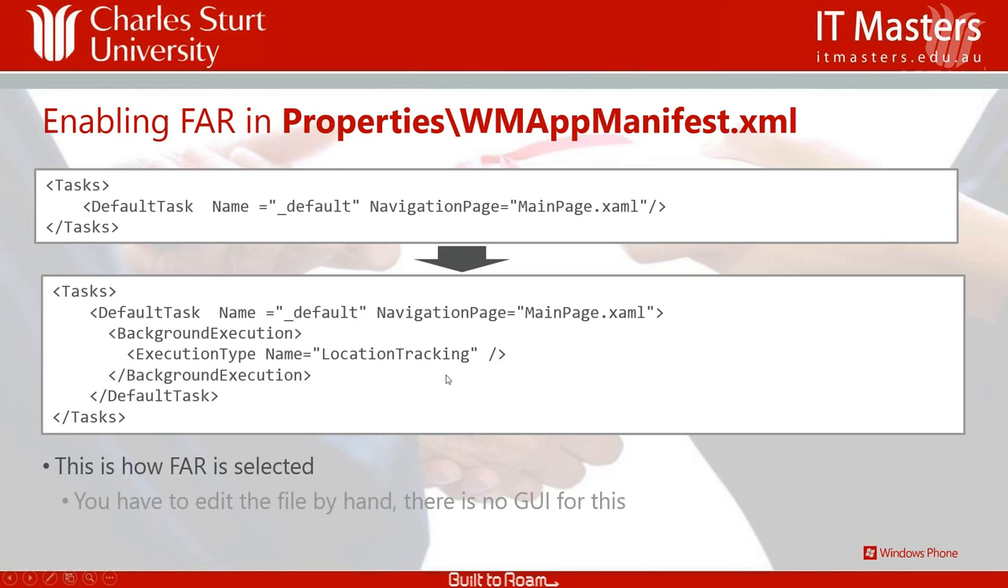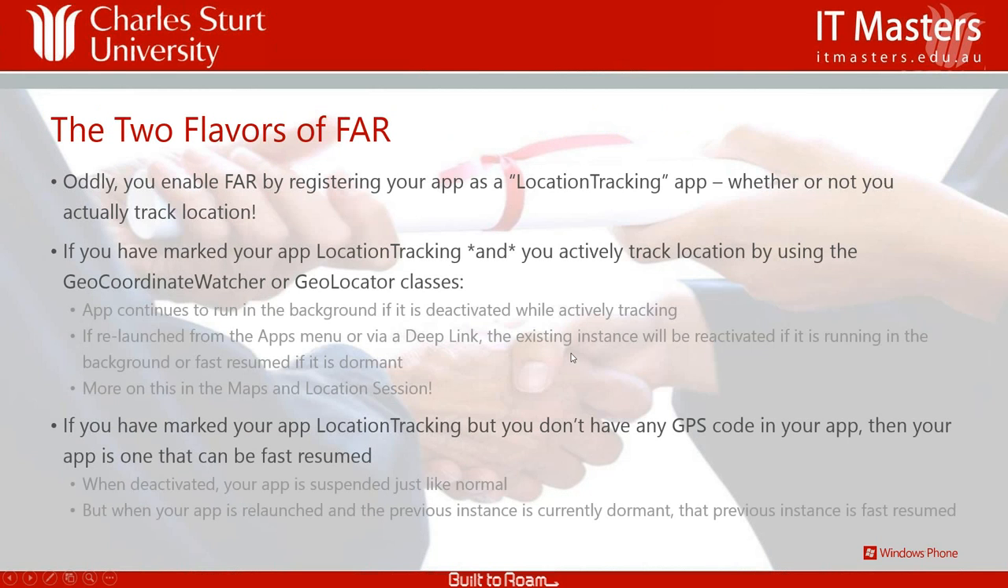Now this might seem quite bizarre in the context of just introducing Fast Application Resume. Essentially what they're doing here is using the same modification to the manifest file to introduce two different types of Fast Application Resume. One is the Fast Application Resume we just spoke about, where your application just needs to come back into the foreground quicker. The second type is to handle the ability to track location in the background.